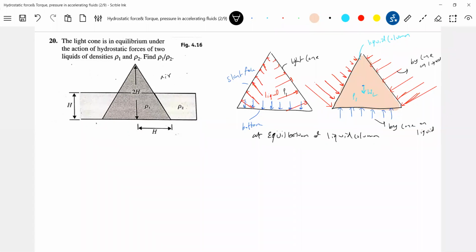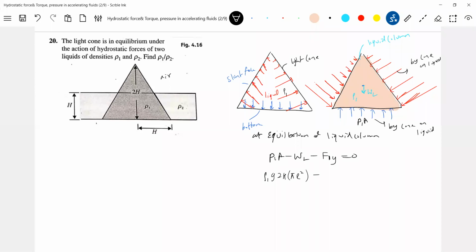This will exert a force P1 into A, and the net force exerted by that, let me call it F1, will be directed vertically down. Who is that? The force exerted by the cone on the liquid column. So the forces are: P1A minus weight of the liquid minus F1y equal to 0. What is the pressure at a depth 2h? Rho 1 g 2h. What is the area? Pi r square.